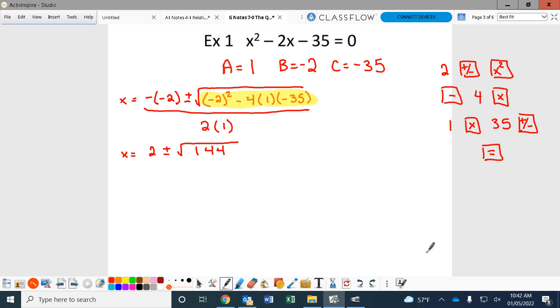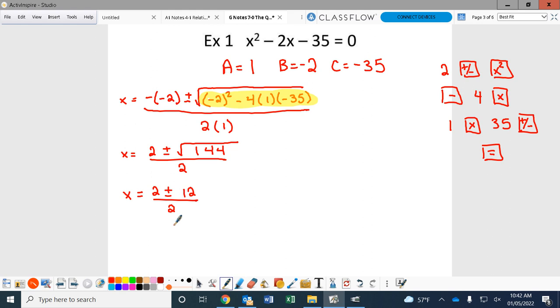Okay, here we go. All over what? 2. All over 2. Okay, guys, so here we go. X equals 2 plus or minus the square root of 144. Oh, wait, what is the square root of 144? Sorry, you've got a calculator, do it. 144 square root. 12 all over 2.